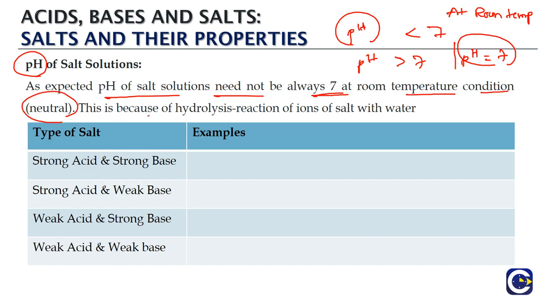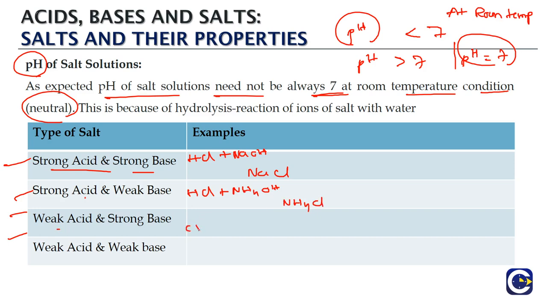The reason is because we don't have just one type of salt. We have salts categorized into 4 types. We'll discuss this. The salts formed by the combination of strong acid and strong base, for example, hydrochloric acid and NaOH, strong acid and strong base, will give NaCl. We have salt formed by strong acid and weak base. HCl is a strong acid. Say, for example, ammonium hydroxide is a weak base. We'll have ammonium chloride.